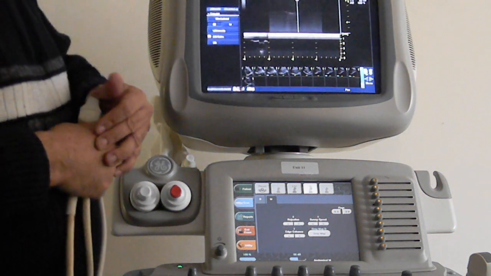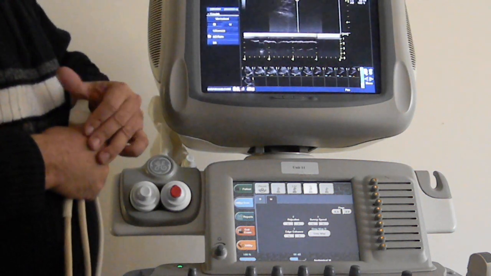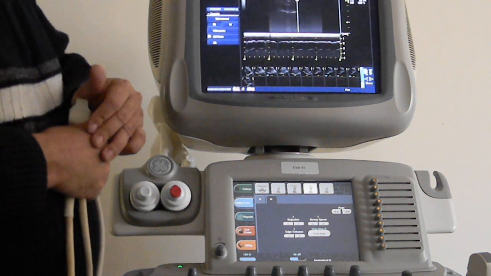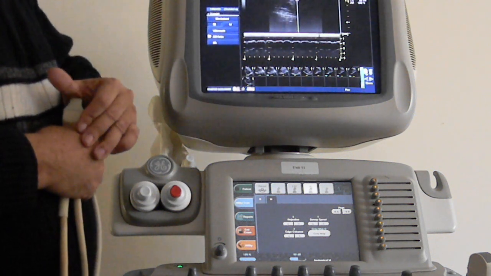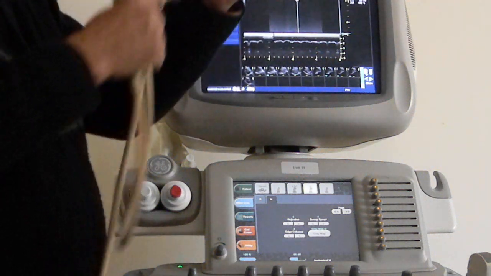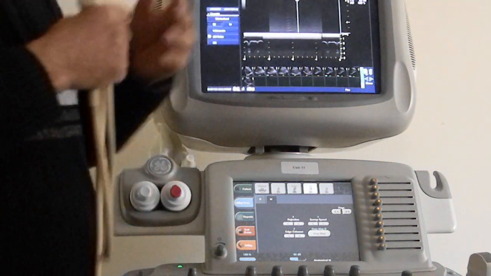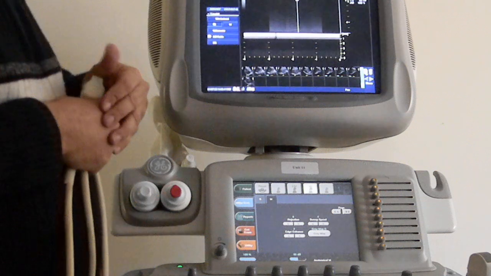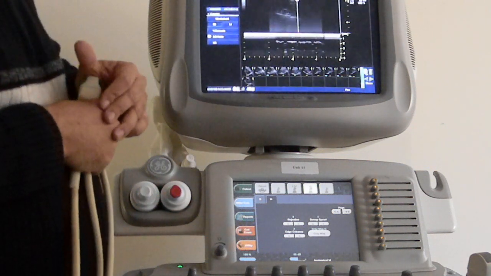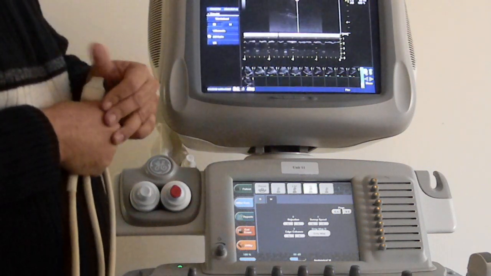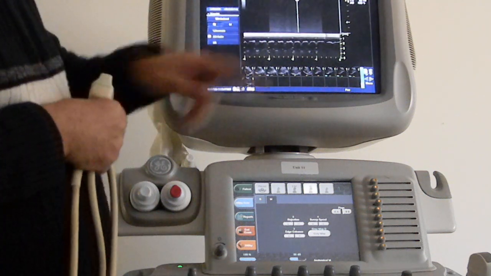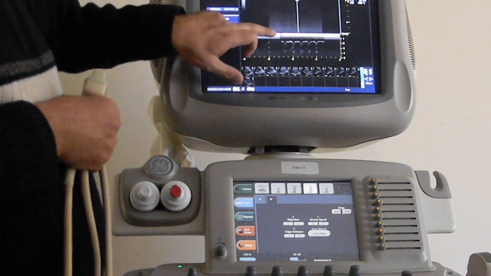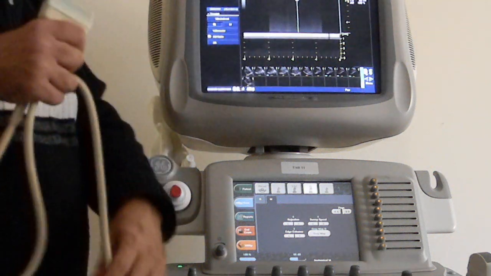So that was your M mode. That literally is just the muscles in my arm. But this is how the heart is going to look as well. And yes, so this was still your B mode. This is your M mode.